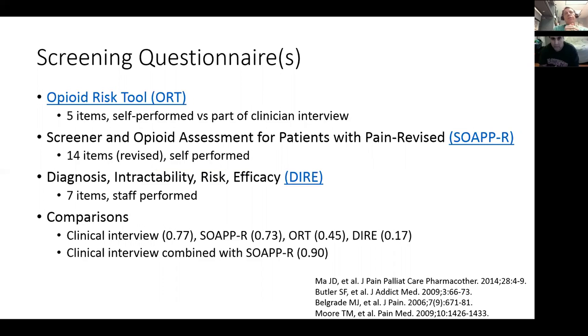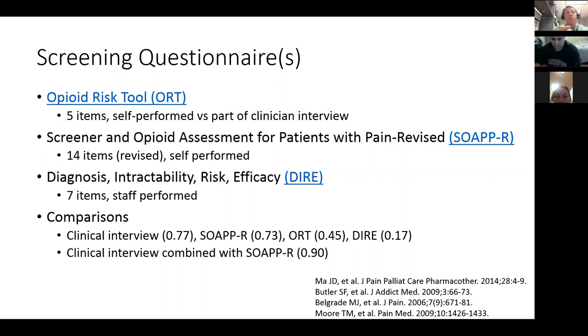The screening questionnaires that have been utilized in chronic opioid therapy for patients with chronic non-malignant pain have not been as extensively studied in the cancer pain population or in the palliative medicine population. There are a couple of validated studies using the Opioid Risk Tool. And for those of you that access these slides, where you see the underline, these are hyperlinks to these tools if you need to reach out for those later on.